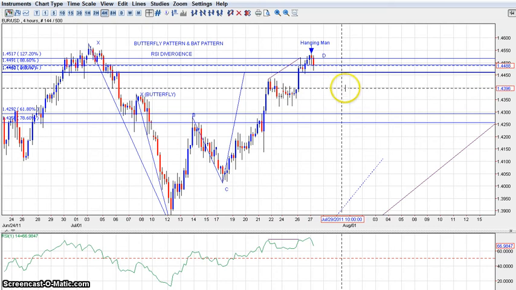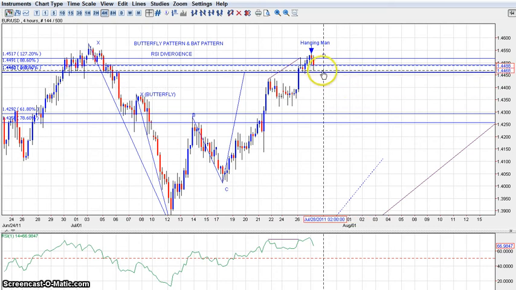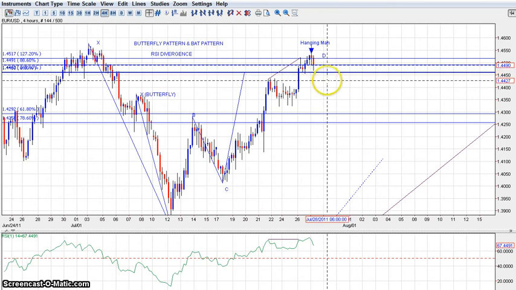So that being said, I had an entry at 1.4490, which has been triggered at the moment. I'll be looking to add to this position once price closes below this level at 1.4460. So I'm already in this trade, to be honest.